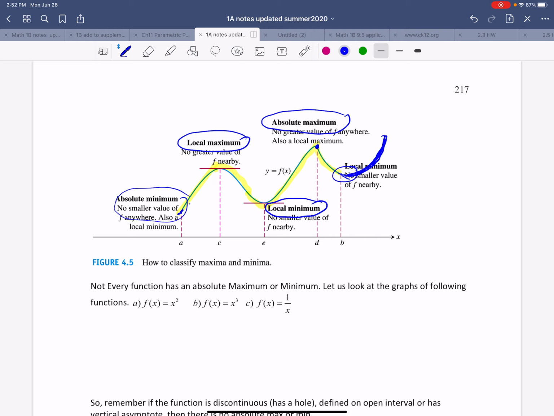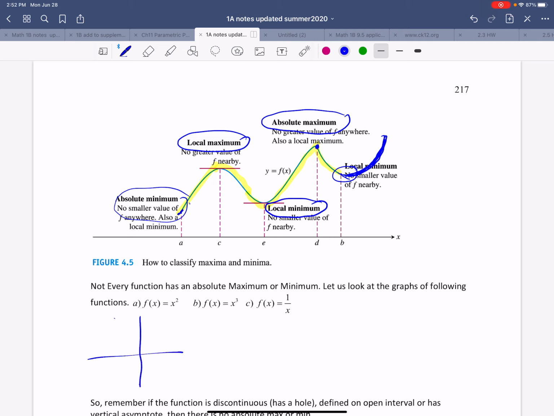All right. The lowest possible point on the graph is the absolute min. The highest possible point on the graph is the absolute max. A point lower than its neighbors is a local min. A point higher than its neighbors is a local max. Now, not every function has maxes and mins.